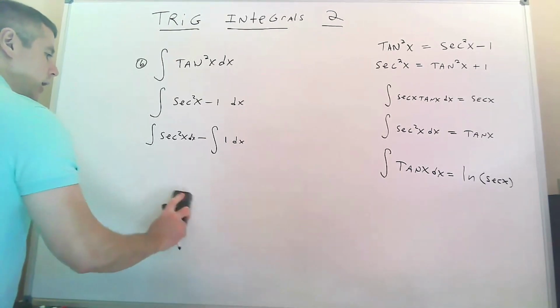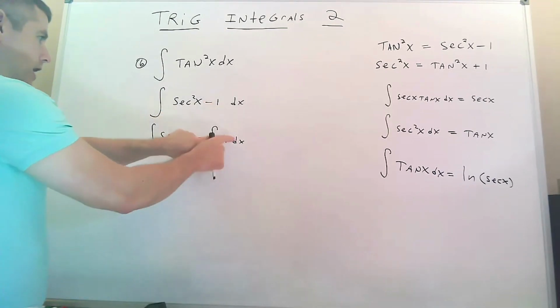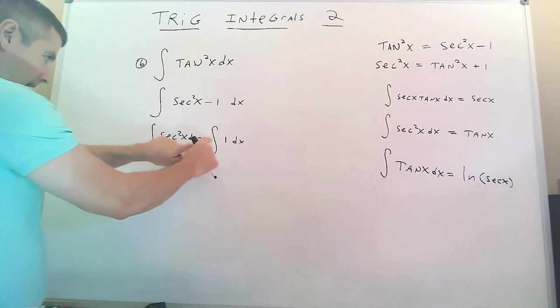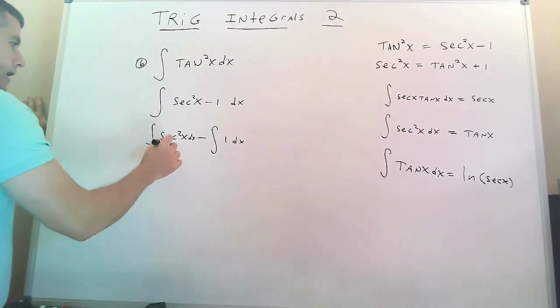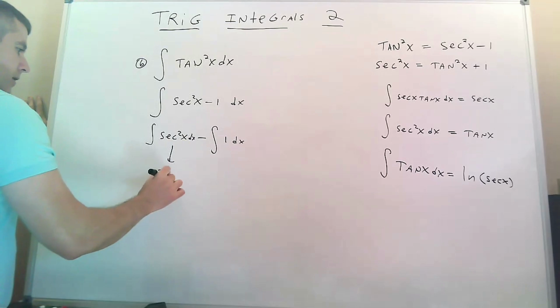But in this case, it actually helps you to really see what to do. You're integrating secant squared, and then you're integrating a -1. See, -1. But you already know this integral. You know that antiderivative. It's just tan.